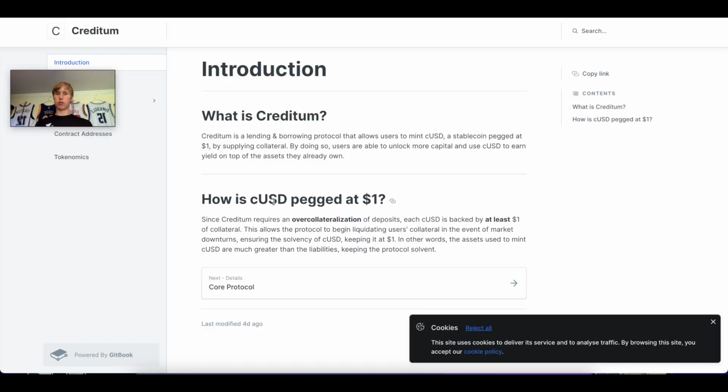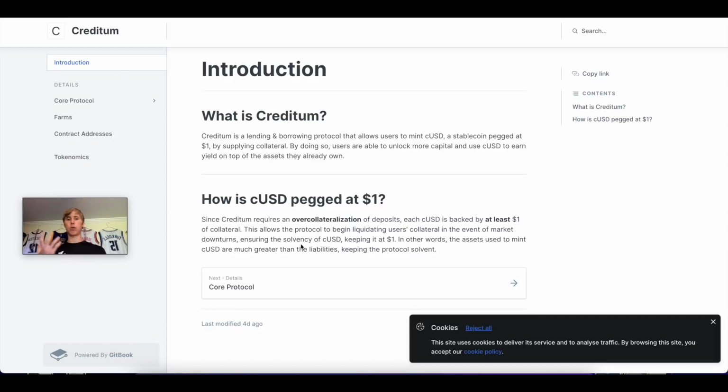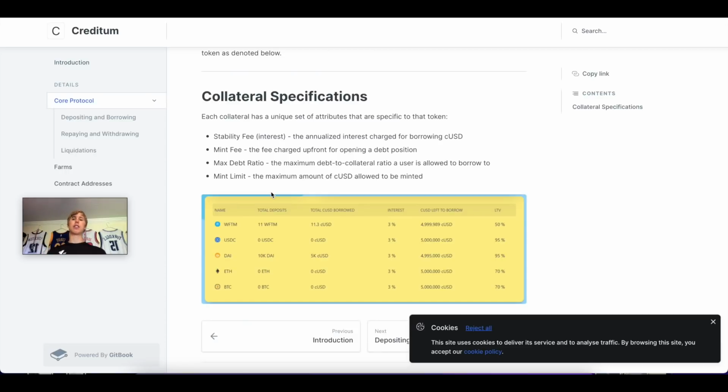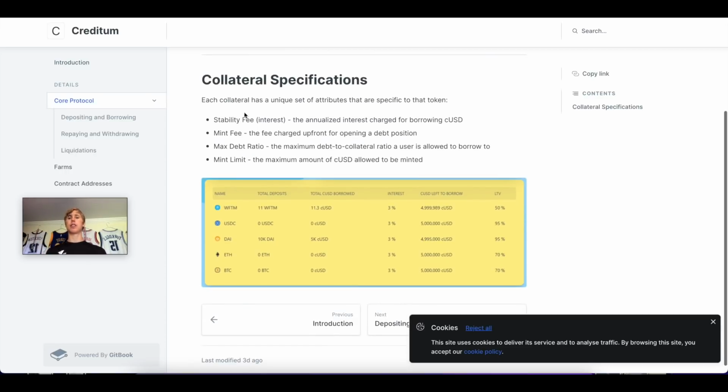Now, this is the introduction on Creditum. We kind of went over the explanation, but they do this with overcollateralization. So this is very important to understand. These are a couple of things you need to understand when using this: you have the stability fee, which is that 3% I mentioned, and then you have the mint fee. This is 0.5% when you mint.